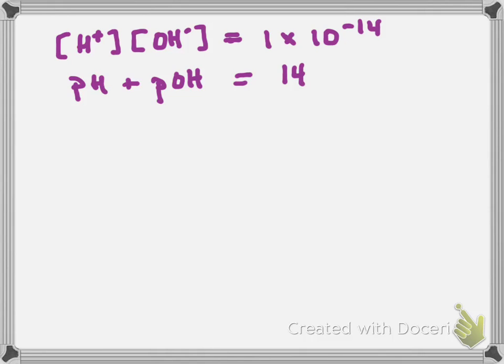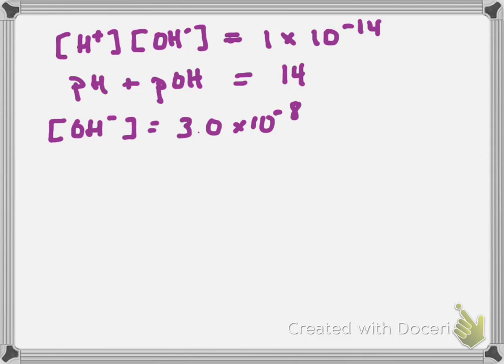If you have an OH concentration equal to 3.0 times 10 to the minus 8th, and I want to figure out what the pH of that solution is.